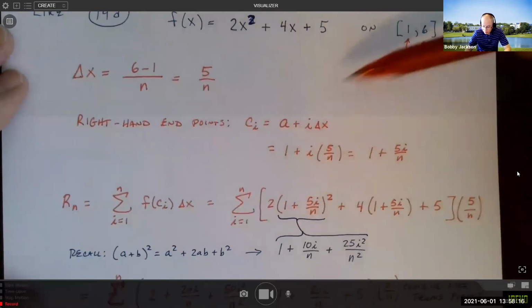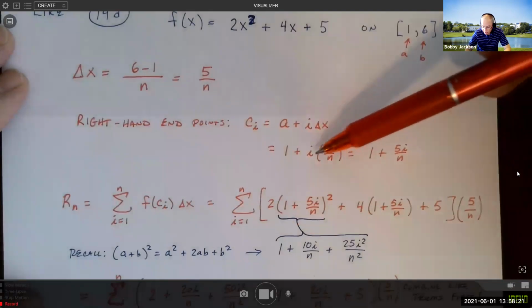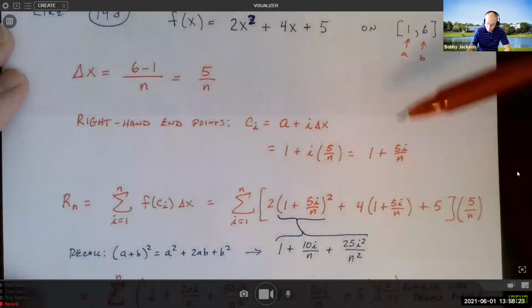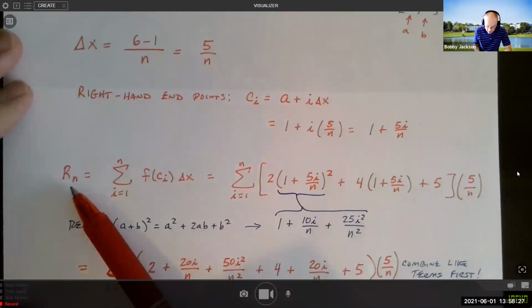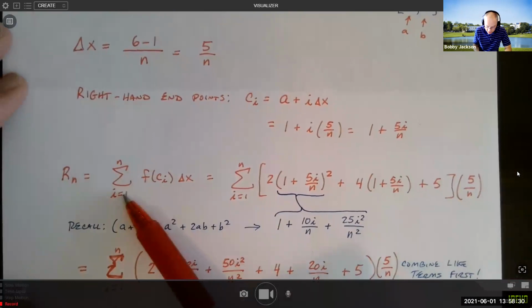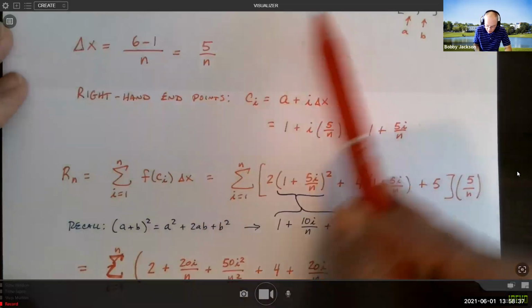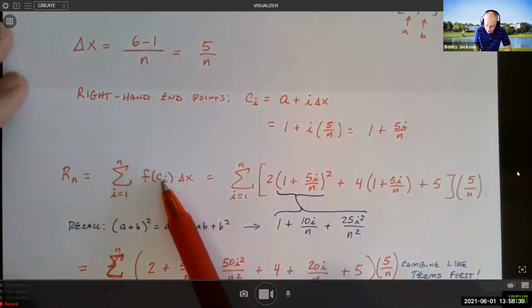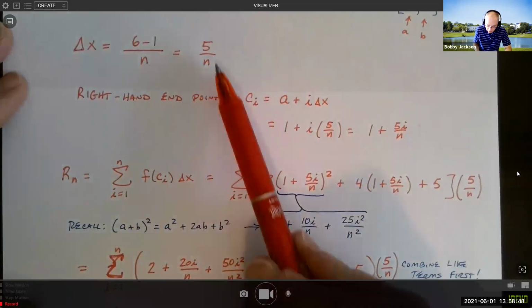So if I plug in, remember the value of A is 1. The value of delta x is 5 over n, so I get 1 plus 5i over n. All right, so now we're ready to find r sub n, which is just the area of our rectangles, right? So we're summing from i equal 1 to n. The height of each rectangle is f of ci, the function evaluated at the right-hand endpoints, ci, which are right here, times what? Delta x, the fixed width of each rectangle, which is 5 over n.